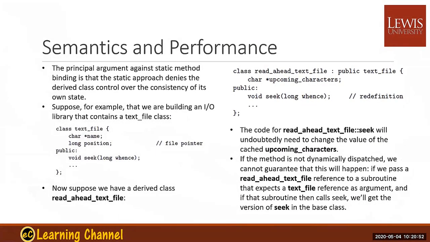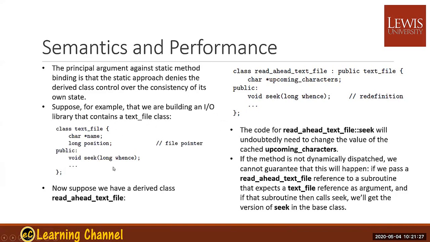Semantics and performance. Here we have a text file, and on the right-hand side a read-ahead text file. The principal argument against static method binding is that the static approach denies the derived class control over the consistency of its state. A static method has the drawback that you cannot change the flavor of the function implementation, while dynamic linking allows it.